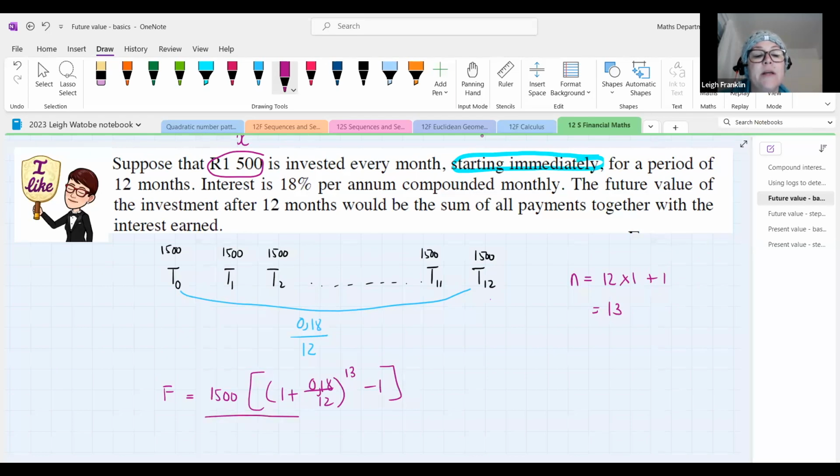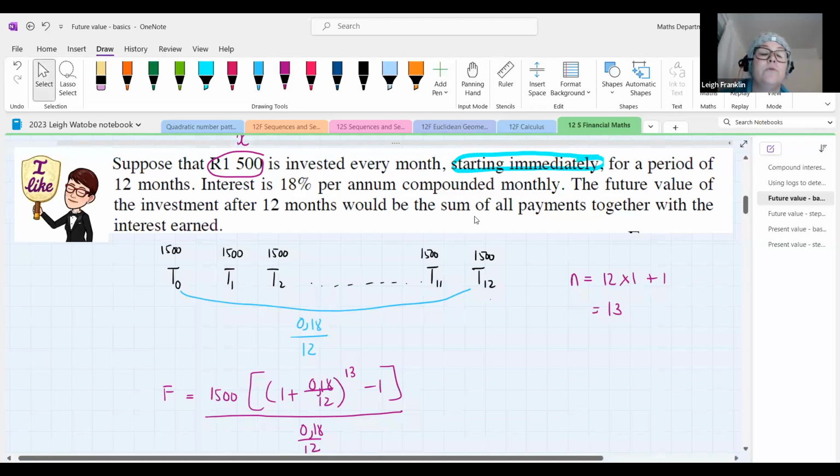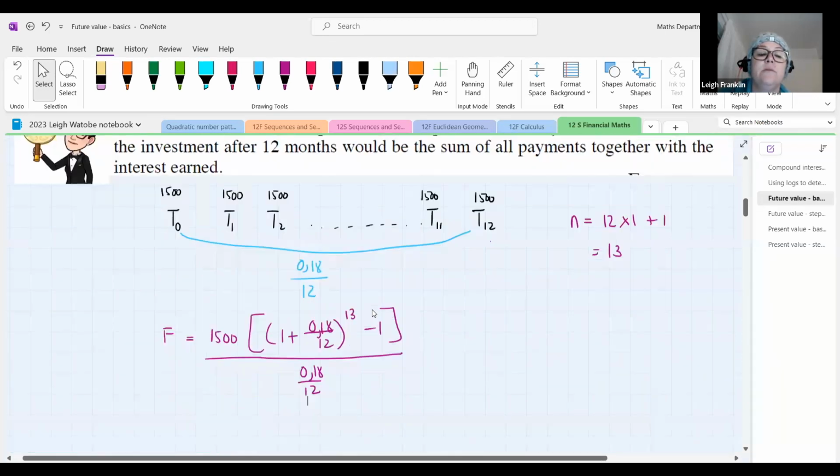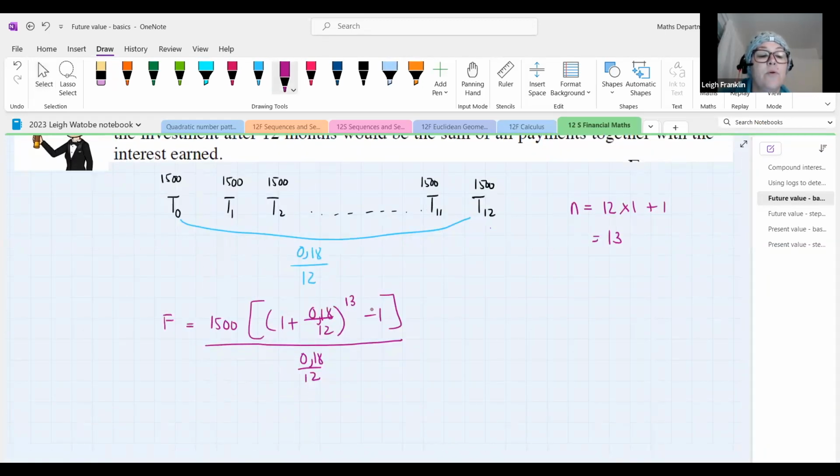Does that make sense to everybody? Over I, 0.18 over 12. Does that make sense, guys? Are we all okay with that? Any questions? We can also have thumbs up, thumbs down. I see that most of them say yes, it makes sense on the chart.